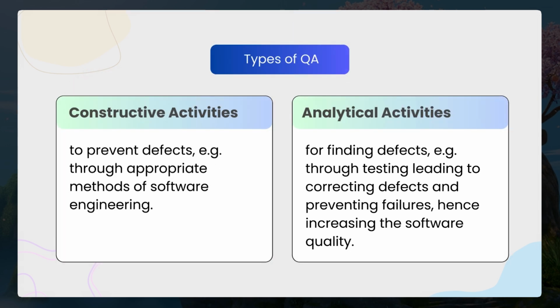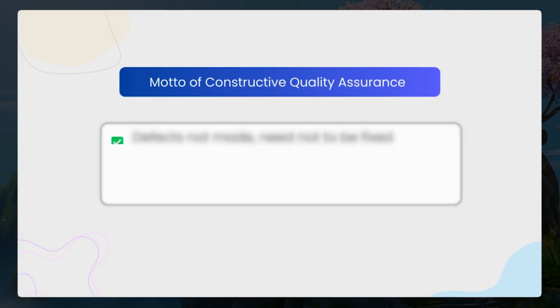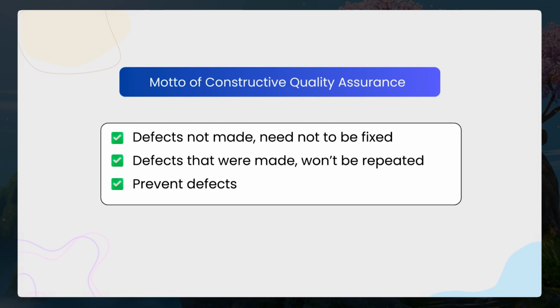Types of QA. Constructive activities to prevent defects through appropriate methods of software engineering, and analytical activities to find defects, leading to correcting defects and preventing failures. Here you can see the motto of constructive quality assurance. Defects not made need not be fixed. Defects that were made won't be repeated. Prevent defects: the guiding principle for our development team.